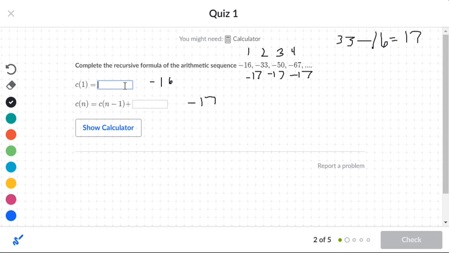So in the top box, we simply type in negative 16. Now remember, the second box, by default, there's this plus sign. Can't remove it, stuck with that plus sign. So you have to put in a negative sign, and then you're going to go negative 17.